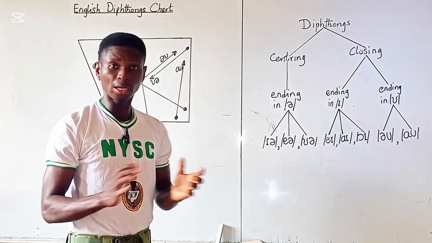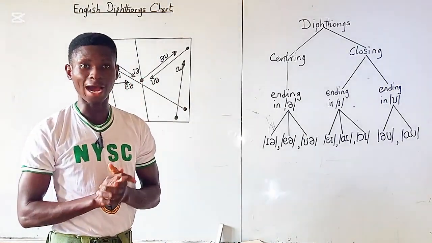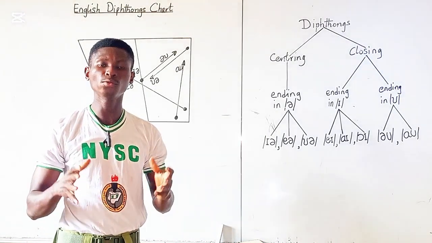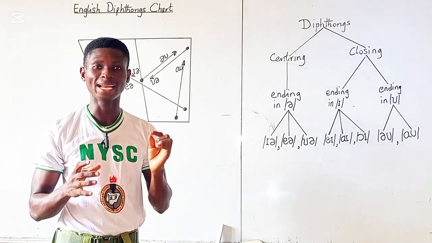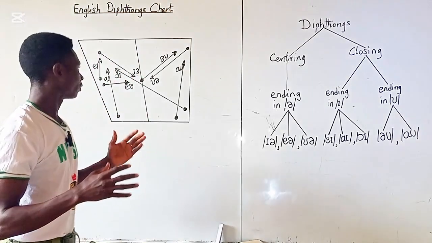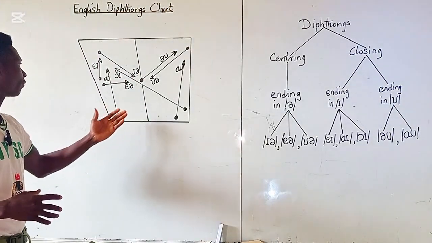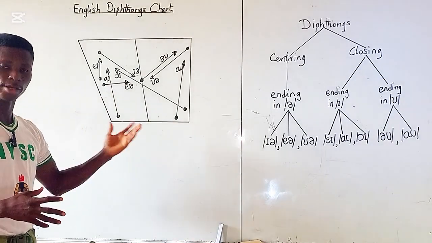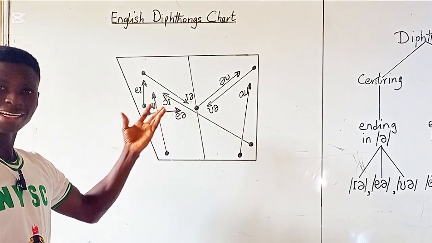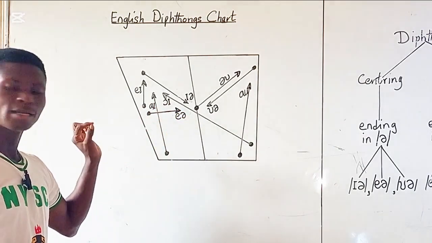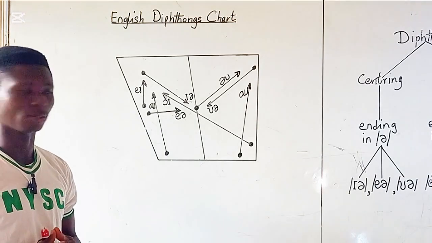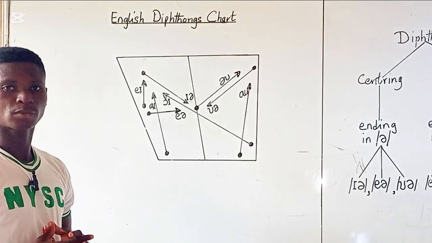All right, so we all know that diphthongs are double vowel sounds. That is a combination of two short vowel sounds to make a long sound. Looking at this, you can agree with me that we have arrows in this diagram. These arrows indicate the position of your tongue when you begin the articulation of a diphthong to the end, right?